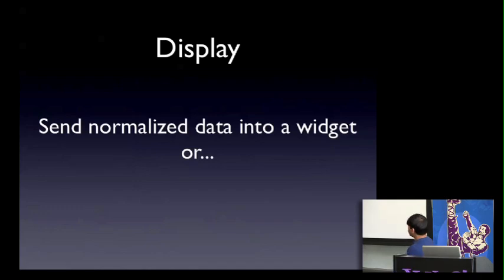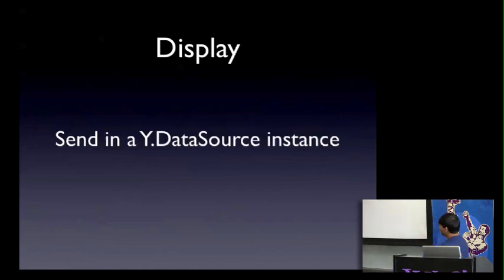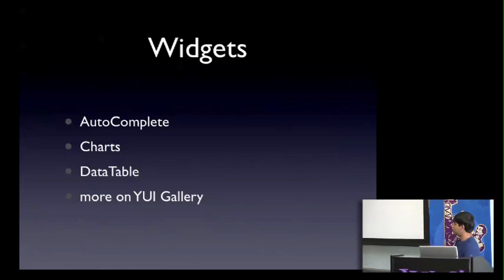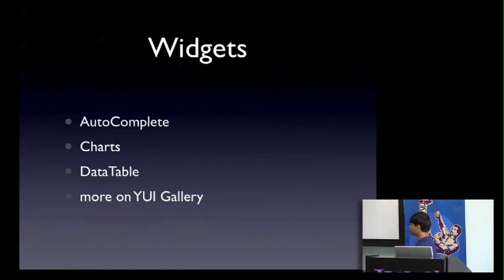Display, right? It's all about how you take the data and then actually plug it into a user-facing widget. You can send normalized data into this widget, or you can send in a data source instance. The widgets we're going to talk about are YUI 3 autocomplete, and Ryan Grove is going to be giving a talk on autocomplete later today. I highly suggest you go to that, because I was working a little bit with this autocomplete, and it's really, really nice. It's really slick. I know he's added some lozenge functionality like it has in the Mac, so make sure you attend that.